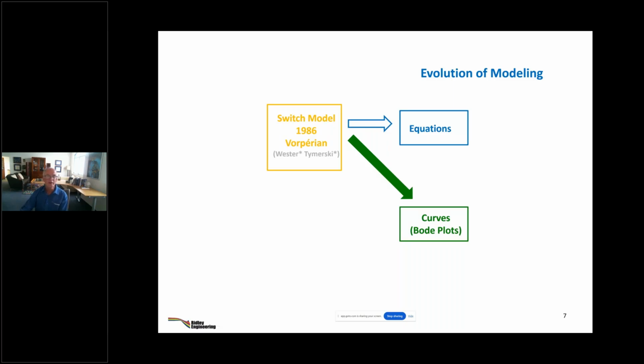And then, of course, I got involved in this thing. I did a current mode model. I could never have done this without Vorperian's switch model. So I did the current mode model that went straight to equations, or it went straight to curves.